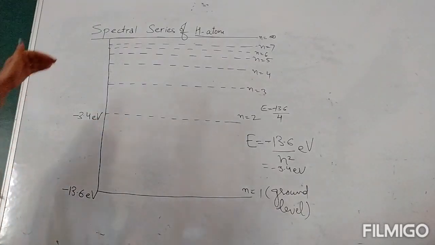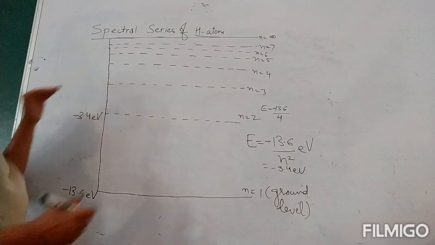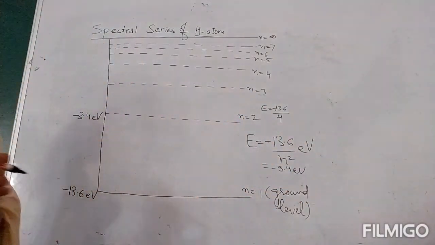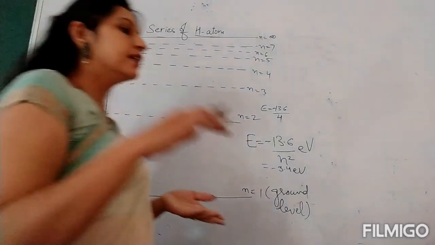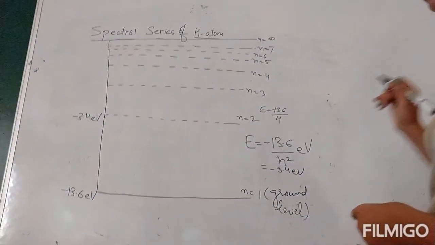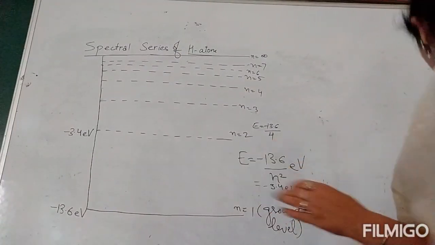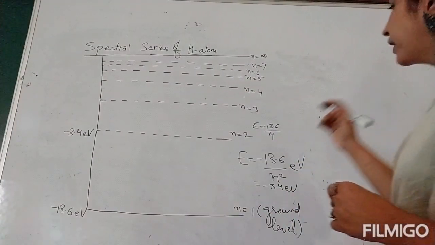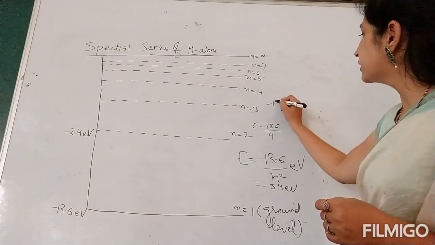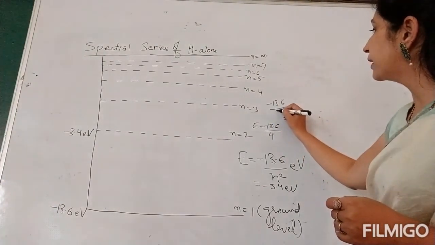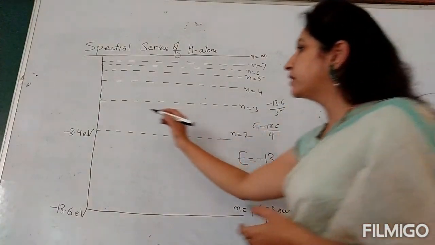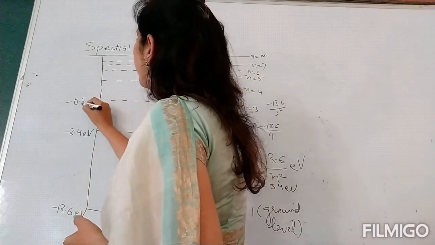Similarly, n equals 3. For this level, we'll put n equals 3 in this expression. So 3 squared will be 9, and the energy comes out to be minus 0.85. When you put n equals 3, it is minus 13.6 divided by 3 squared. So when you solve it, it will give you minus 0.85.